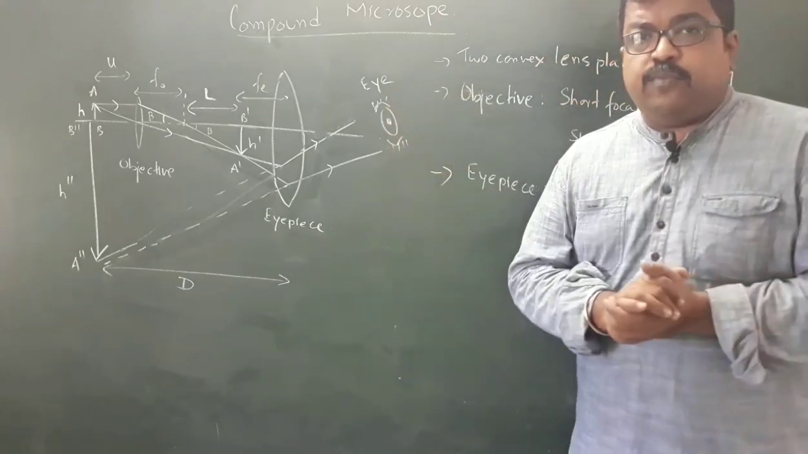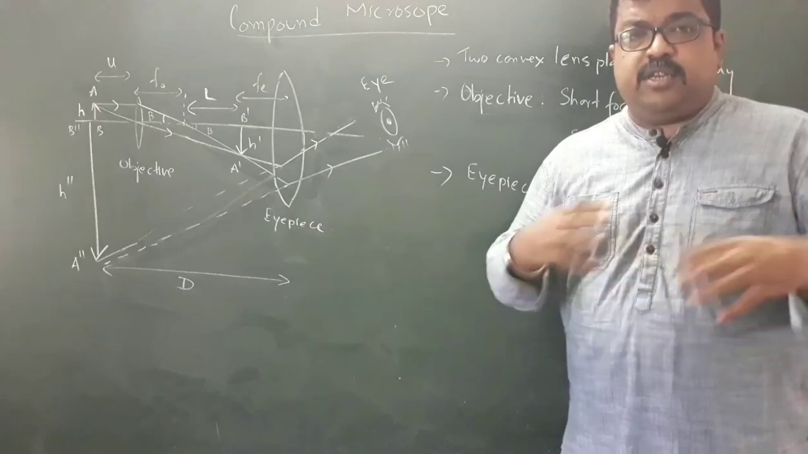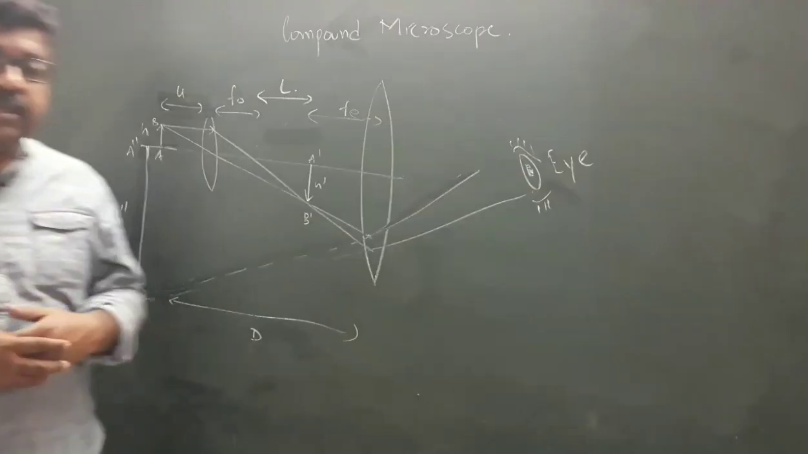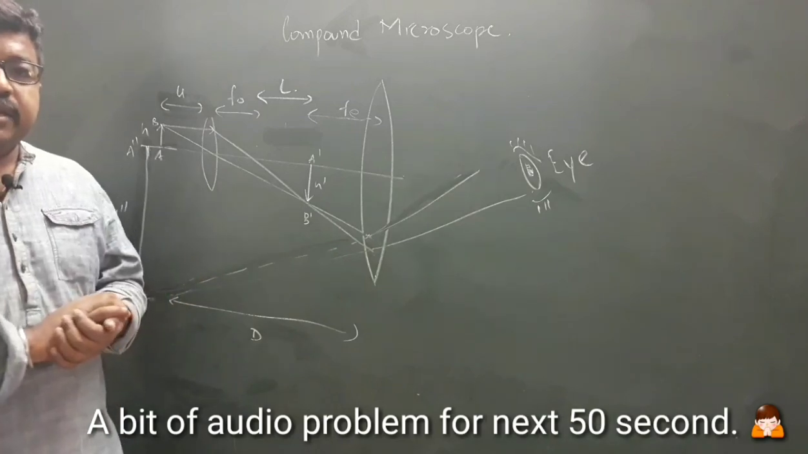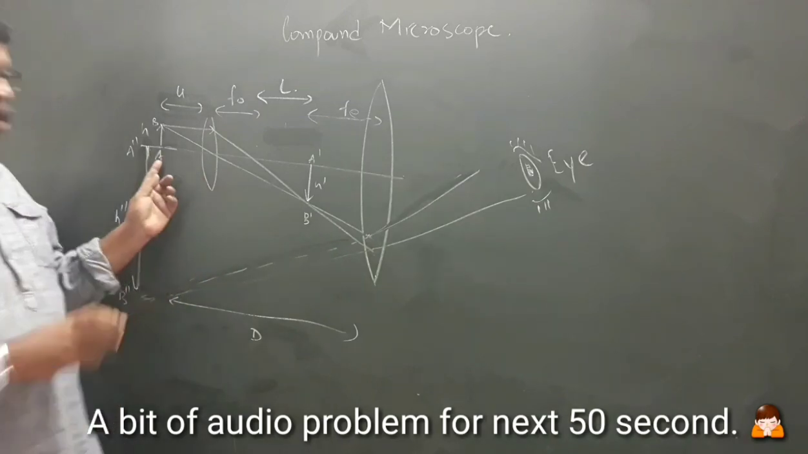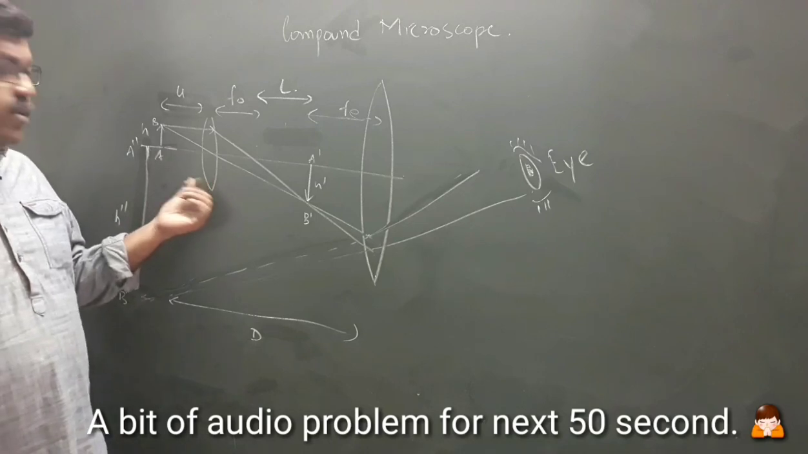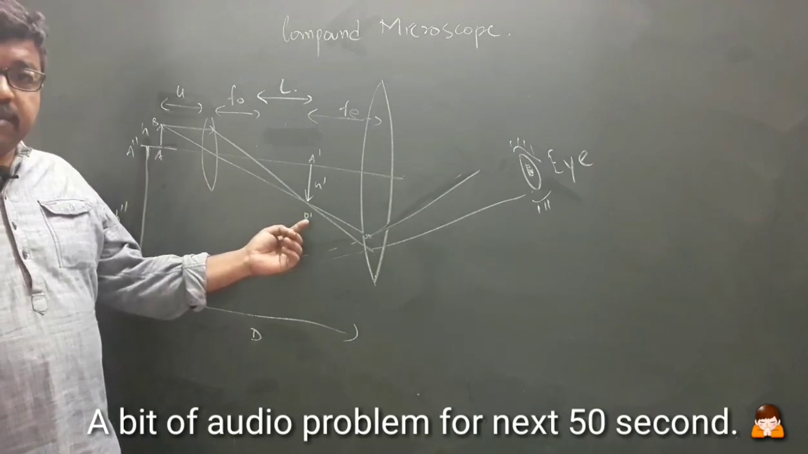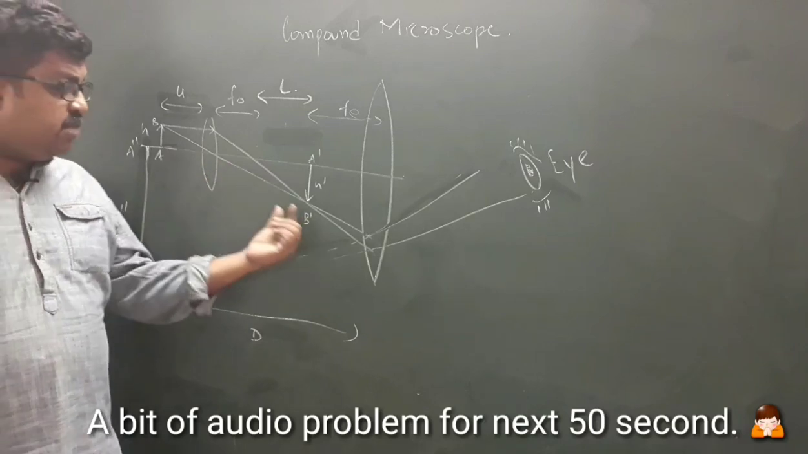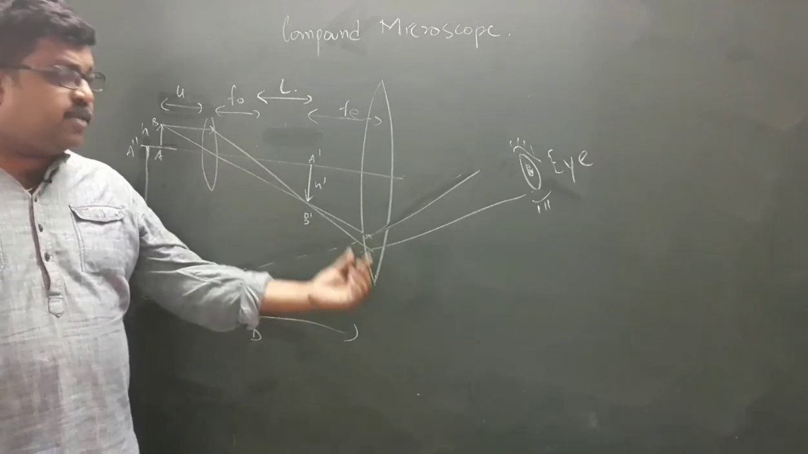Now in a compound microscope we are using two lenses, each compounding the effect of the other. Now let us try to understand the compounding effect of the two lenses in a compound microscope. This is the object placed near the objective. For this object, this is the image. This is the image formed by the objective. Now this image will act as the object for the eyepiece.